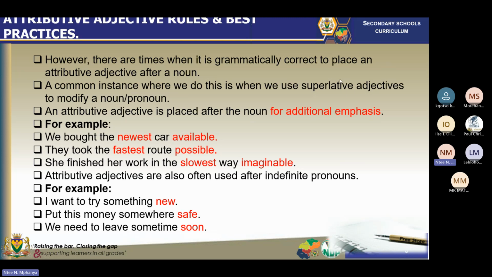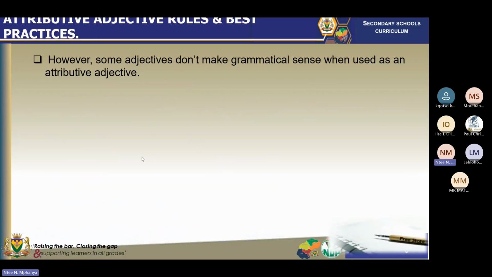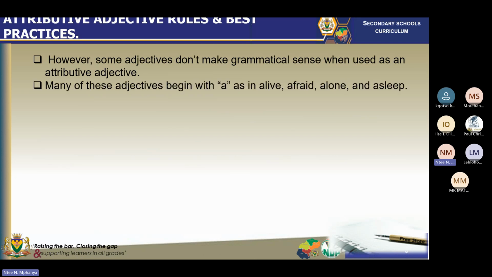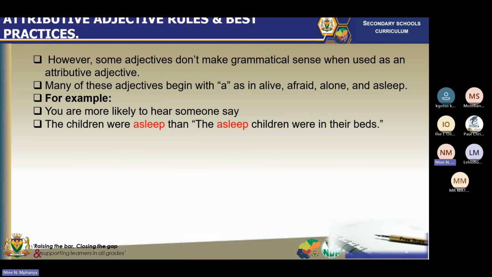Look at the position of these superlative adjectives and then indefinite nouns. Here are indefinite nouns. Here we put our what? Our attributive adjective for additional emphasis. However, some adjectives don't make grammatical sense when used as attributive adjectives. Remember that? Many of these adjectives begin with A, as in alive, afraid, alone, and asleep. For example, you are more likely to hear someone say, the children were asleep than the asleep children were in their beds. The children were asleep in their beds, rather than to say the asleep children were in their beds.